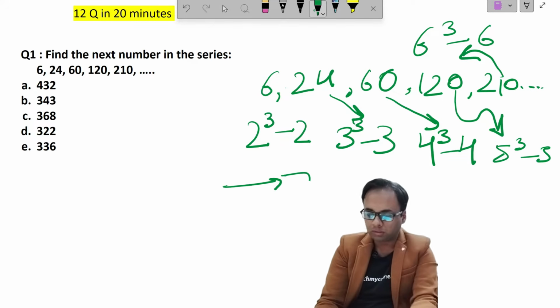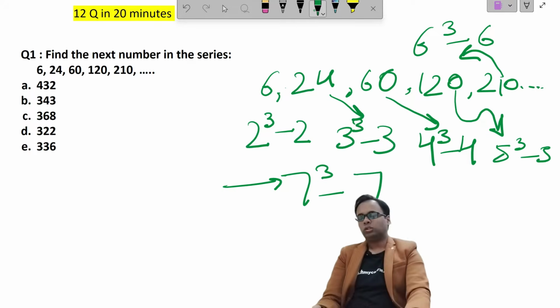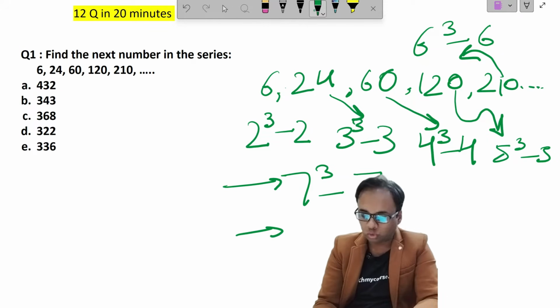So the next number must be 7 cube minus 7, because this is the pattern that is being followed in this question. And what is 7 cube? It is what?